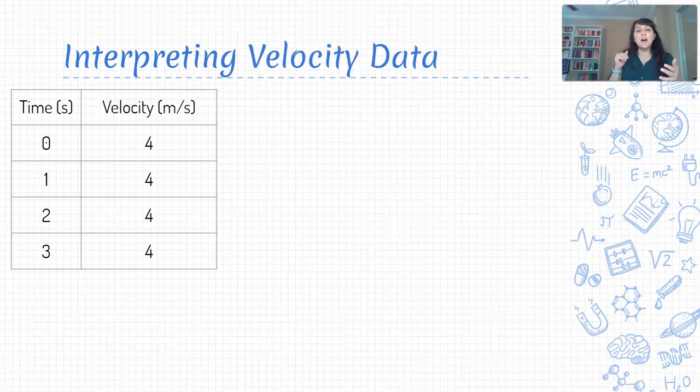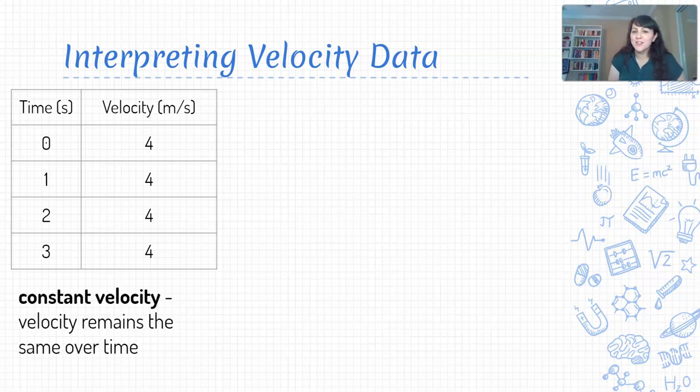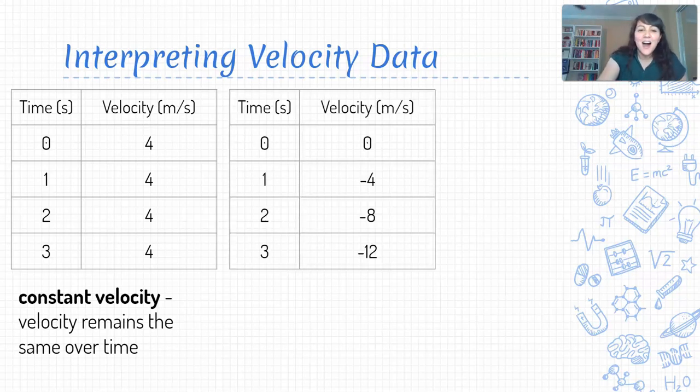Cool. So let's expand out a little bit and now consider velocity versus time data. All right, so here we've got the velocity of an object. You can probably figure out what this means. Constant velocity, because the velocity is constant. It's not changing. All right, cool. How about this one? Ooh, this one's fun.